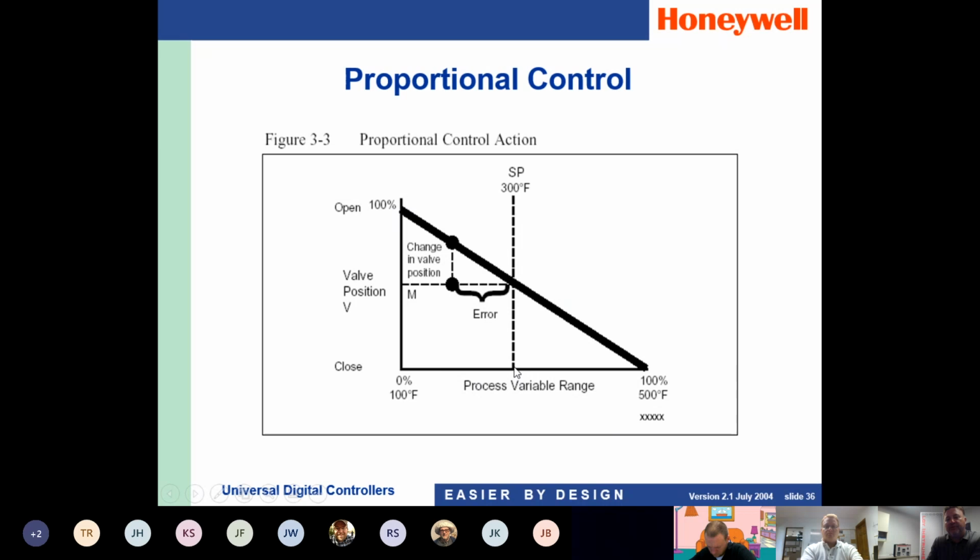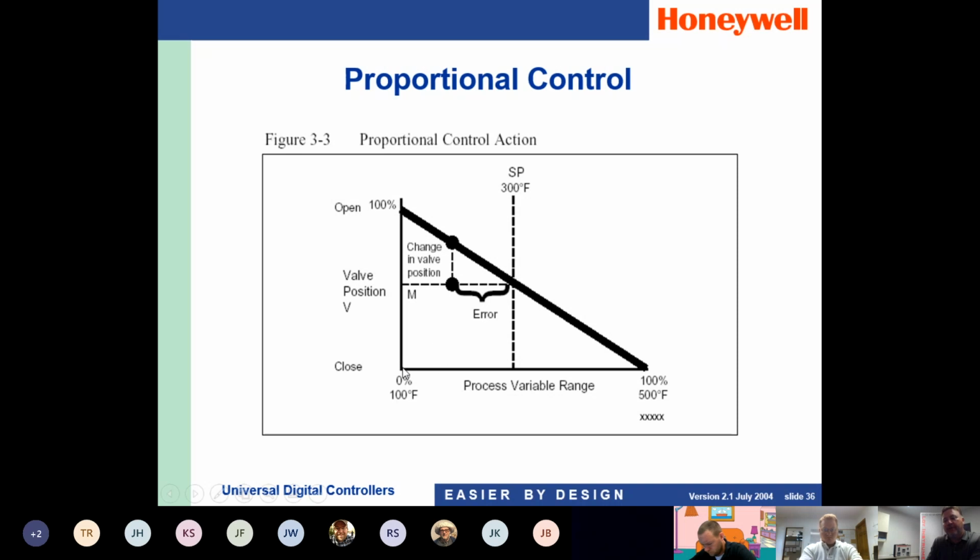So if our set point was 300 degrees and our actual process variable started inching upwards or downward along this graph, you can see that the output is going to change according to where it needs to move that process variable back to equaling set point.